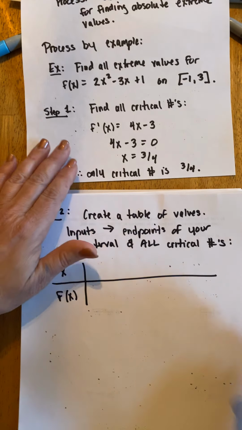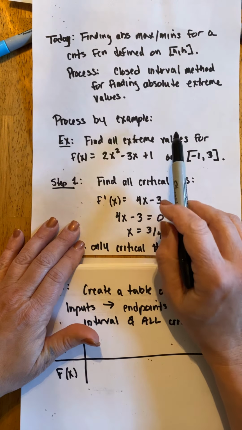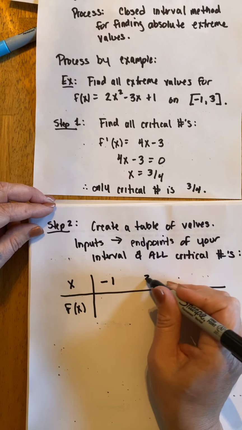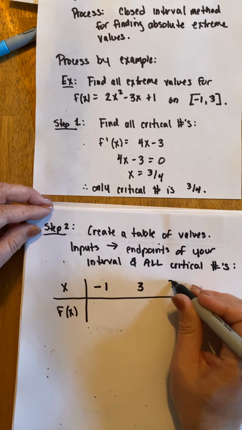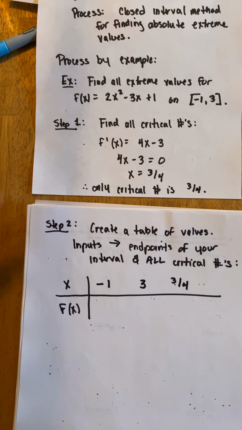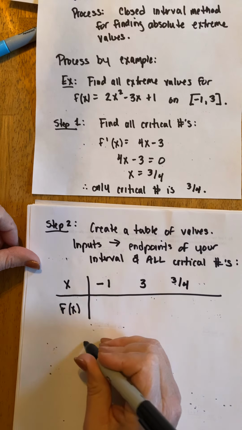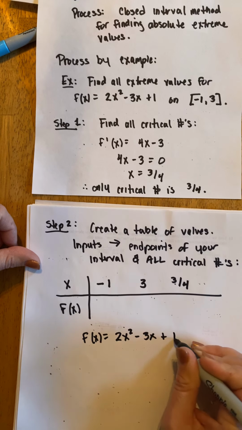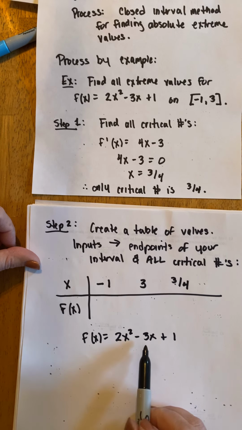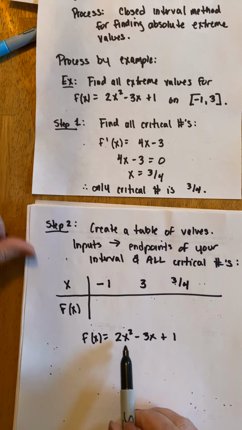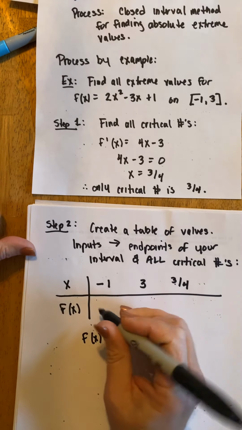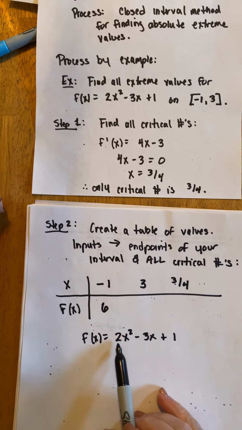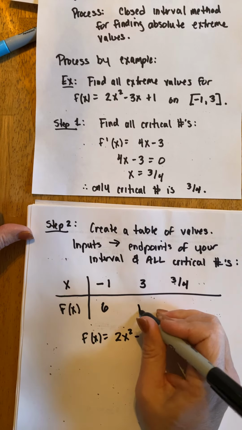So my endpoints are -1 and 3, from up here, the endpoints of my interval. So those are going to be my first set of inputs. And then list all my critical numbers, and the only critical number here is 3/4. And then we're going to stick them into the given function, 2x squared minus 3x plus 1. If we stick -1 in here, we get 2 plus 3 plus 1. If I do this correctly, 2 plus 3 is 5, plus 1 would be 6. At 3, the output would be 18 minus 9, 9 plus 1 would be 10.